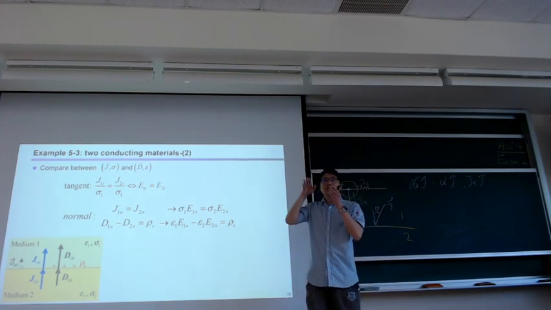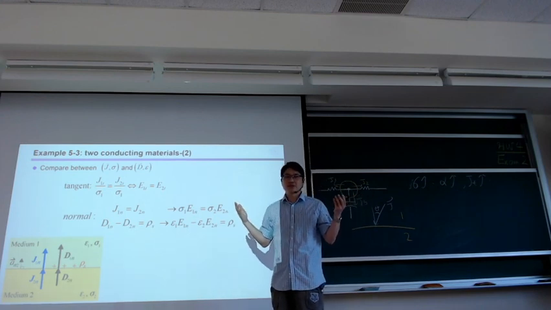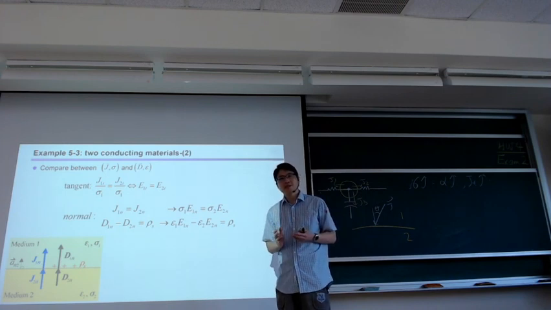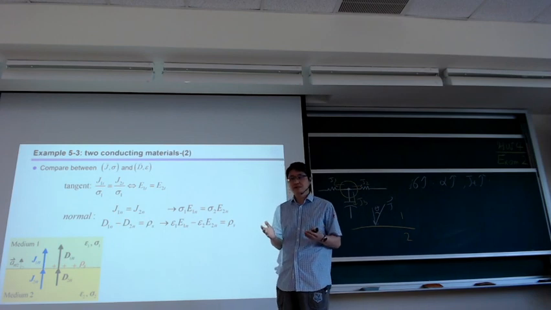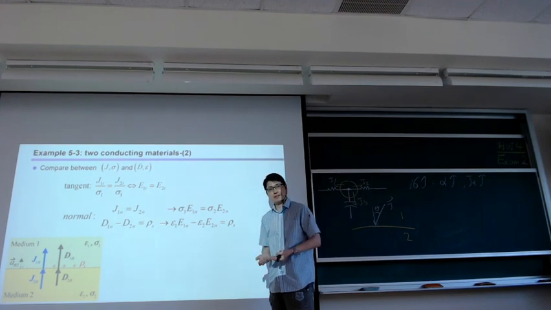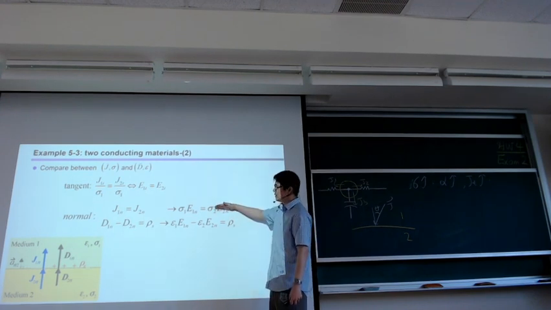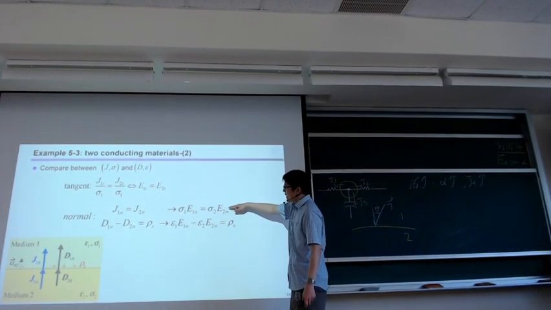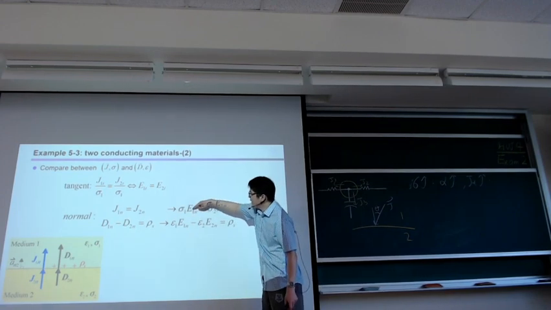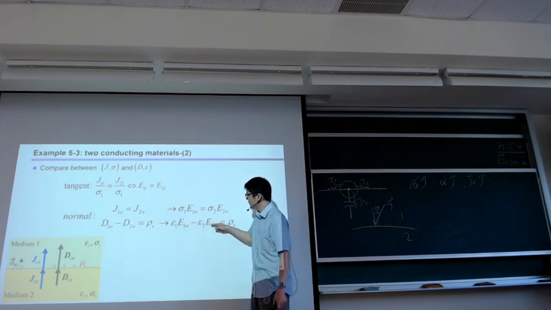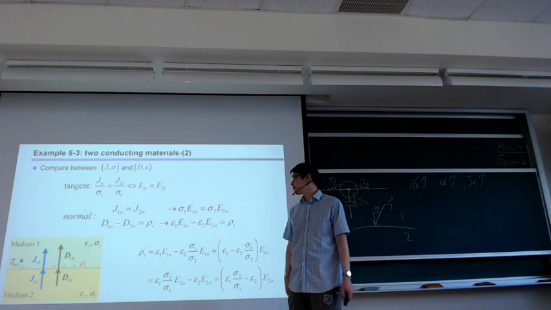So as you can see, in the tangential direction, there's no story about the tangential component. But the normal component is quite exciting and quite complicated, right? We have two equations which need to be solved simultaneously. The first one is telling me the current density. The second one is telling me the surface charge density. So I can actually use the first equation to relate E1n and E2n, right? And then replace the E1n or E2n in the second equation, and that's what I did.